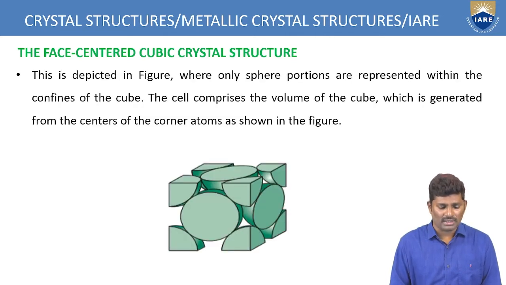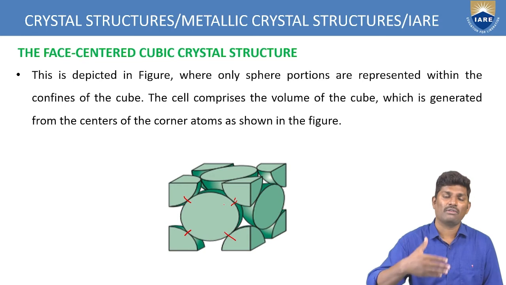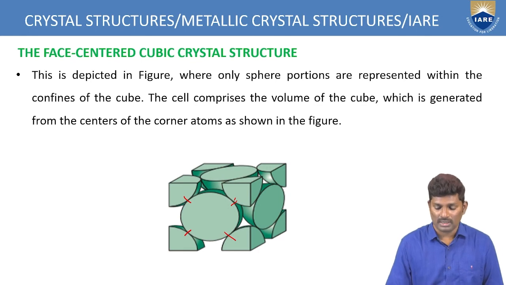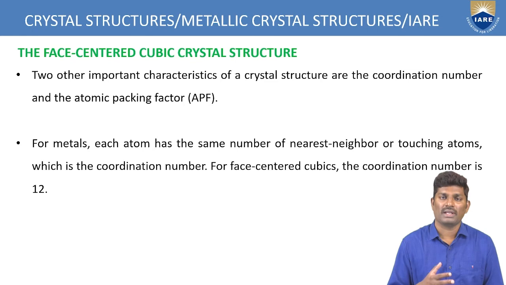And this figure depicts the FCC where only the sphere portion is represented. How we are getting 8 corners: see here, 1, 2, 3, 4. Similarly, on the back side also you have 1, 2, 3, 4. So in total you have 8 corners here. By taking those 4 and 4, you get 8.